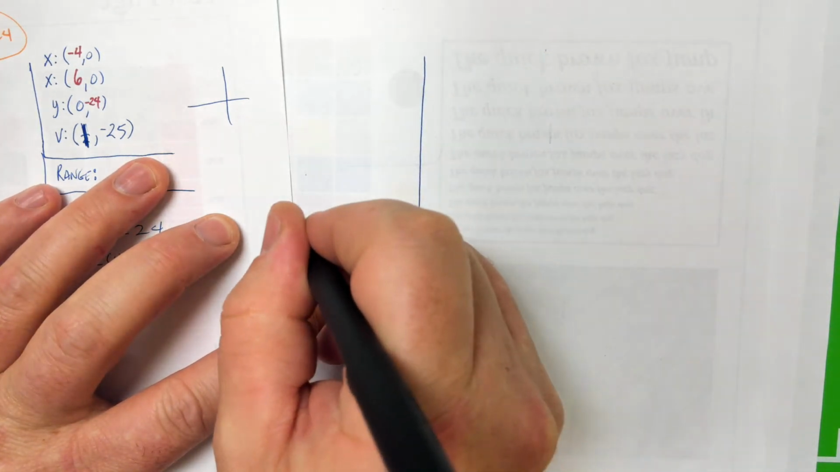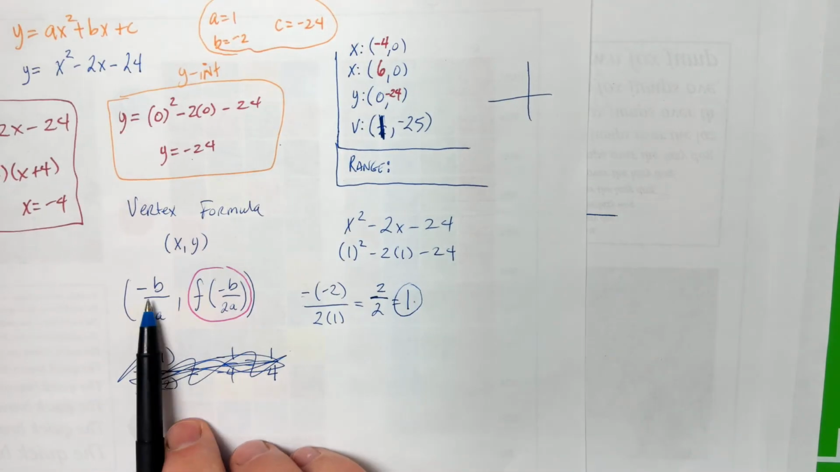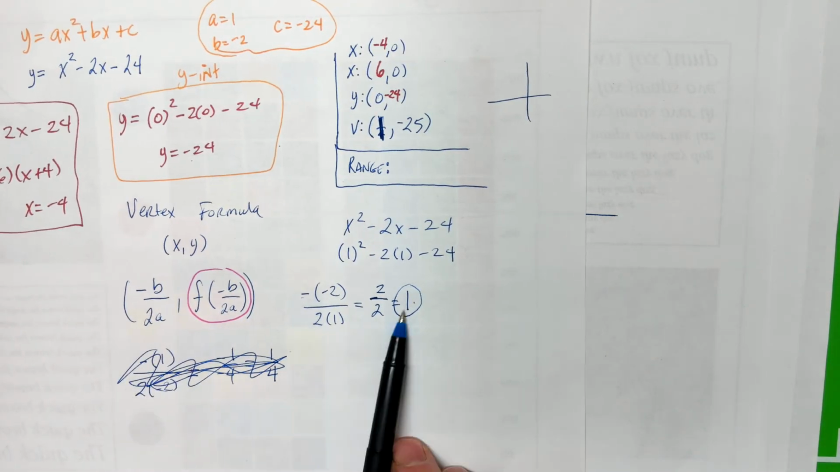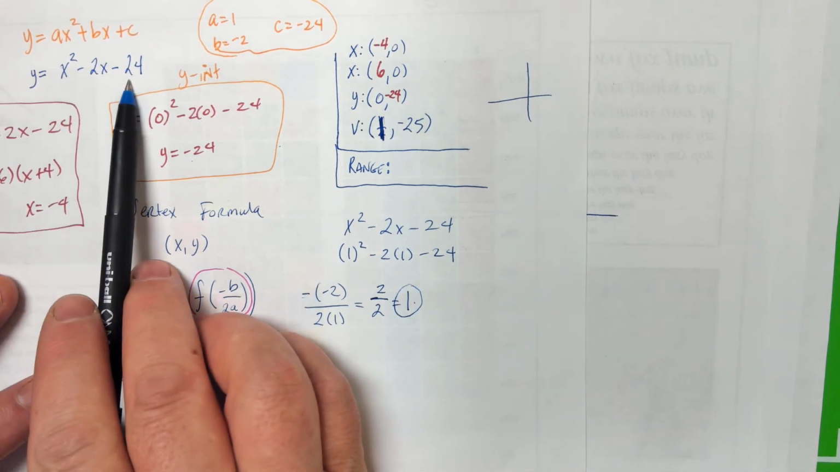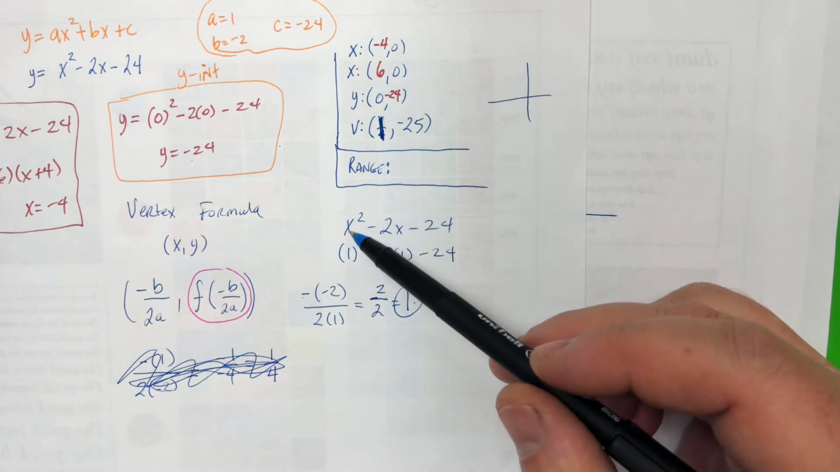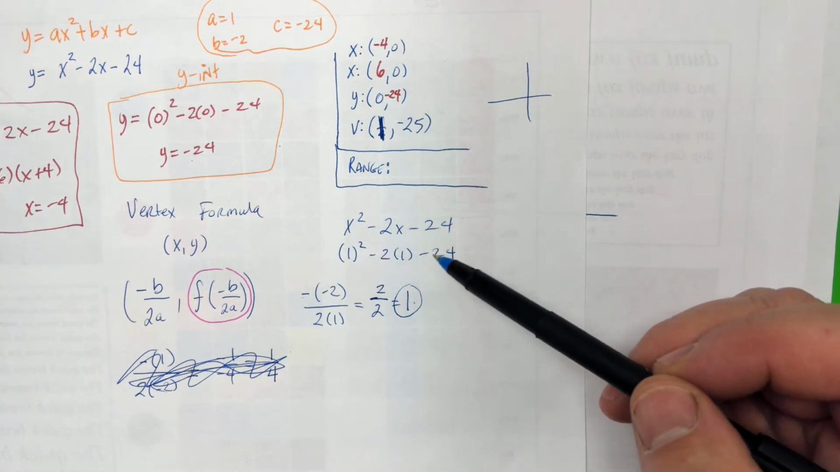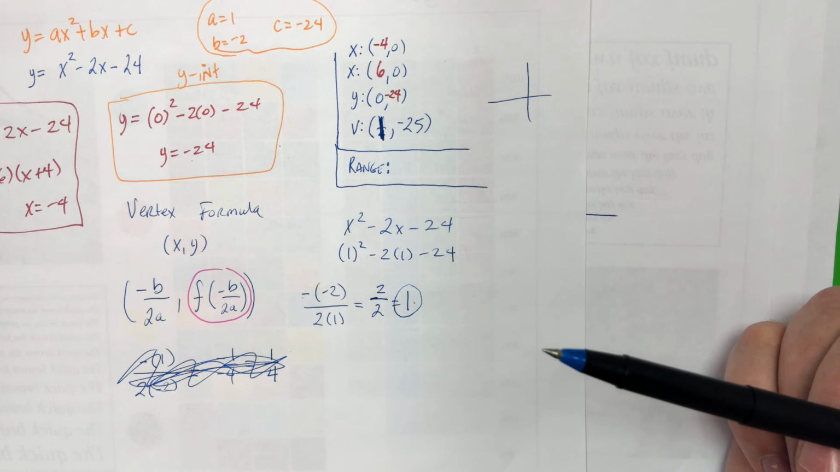Well, where did you get negative 25 from? Because you take that number and you plug it in. Remember, you take your answer from this, which was 1, and then you take your original equation, and everywhere you see an x, you put 1, and then you just do the math. So this is our equation: x squared minus 2x minus 24. You plug 1 in, and then see what you get, and you get negative 25.